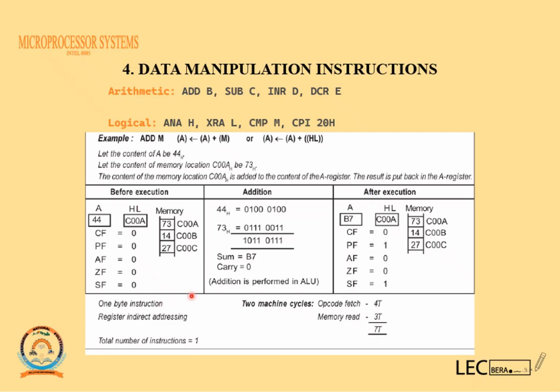So this is before execution, and this is after execution. So before execution, our accumulator had 44H. Our register pair, and this is when I was telling you about what is called indirect addressing here, we are holding the address of the memory location in the register pair HL. This is very complex, but don't worry.